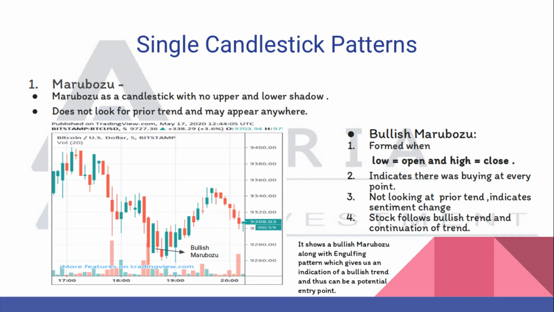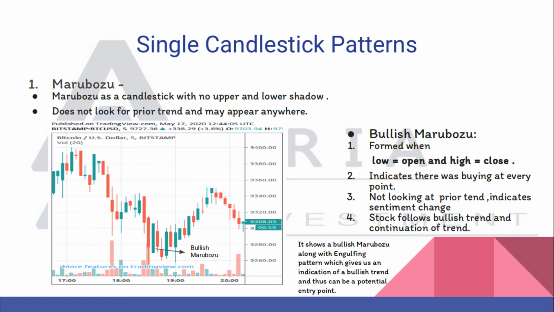Hence, a trader should look at buying opportunities with the occurrence of a bullish Marubozu. The buy price should be around the closing price of the Marubozu. The low of the Marubozu should be kept as the stop loss. So, whenever a Marubozu occurs, the stock follows a bullish trend and continues the uptrend. It shows a bullish Marubozu along with an engulfing pattern.